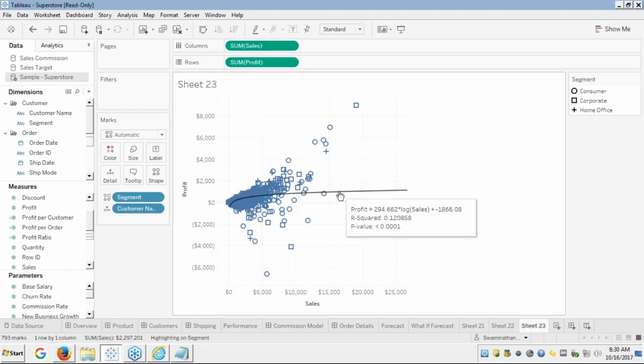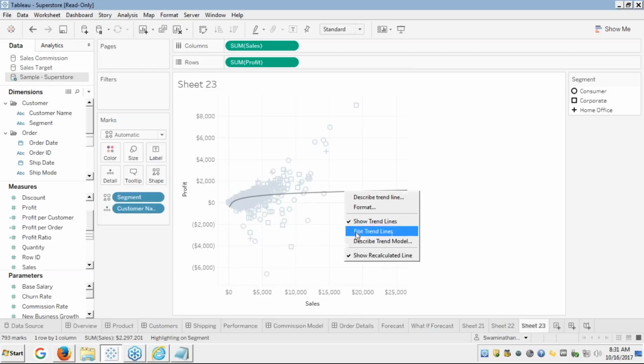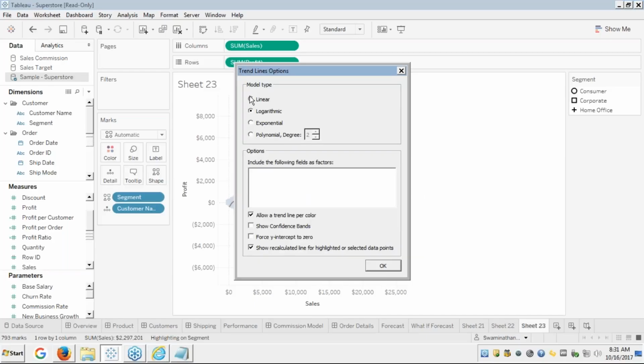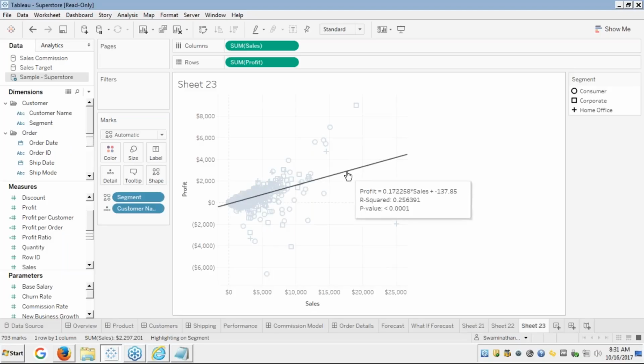So based on my R squared value, I will tell which model is best suited for me, and I can choose that model accordingly. I can just edit the trend lines and see in which model the R squared value is better and where the R squared value is very low. I can choose that and see that model.